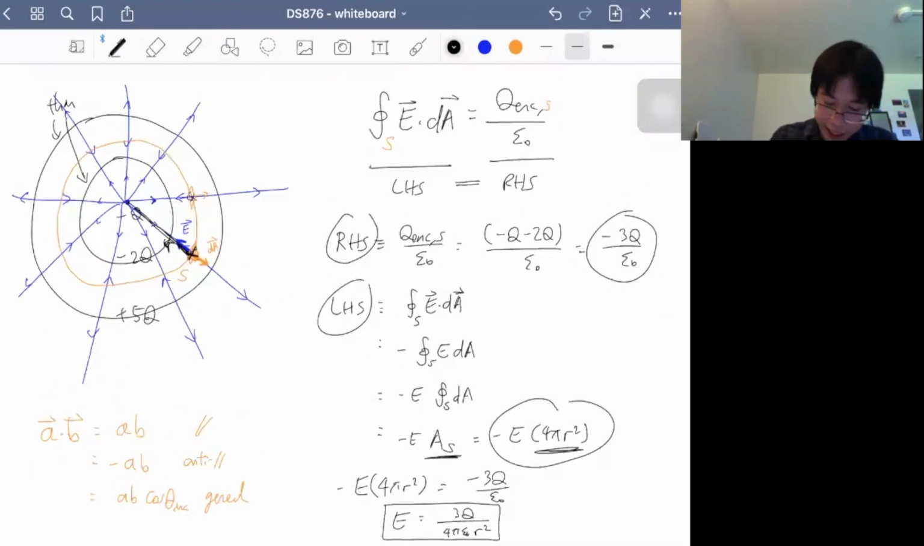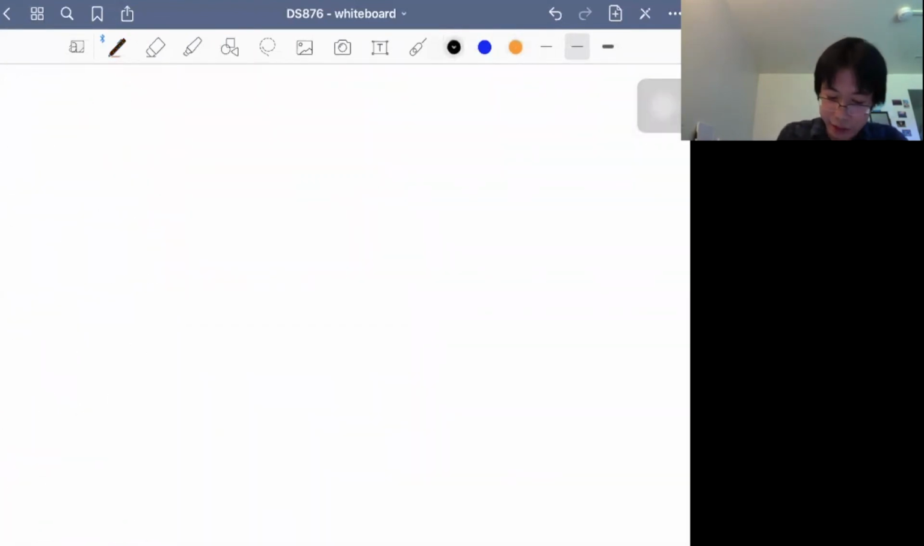So that's how you calculate the electric field over here. If you calculate the electric field over here, you do a smaller Gaussian surface, draw your Gaussian surface wherever you are interested in calculating the electric field at. Okay, so that is electric field. How about potential? What's electric potential?